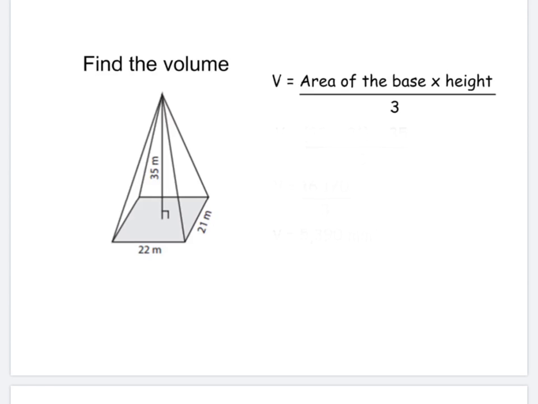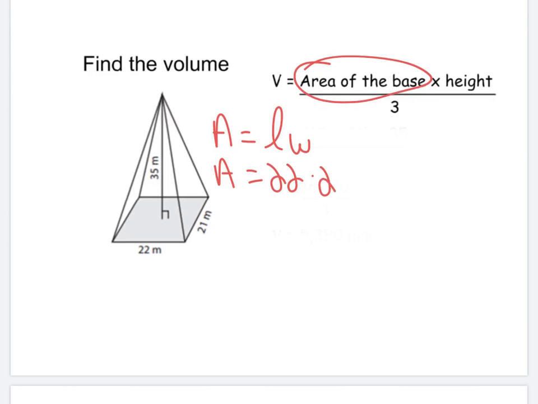This pyramid has a rectangle as its base. It's almost a square, but one side is 1 meter shorter than the other. So I have to first find the area of the base. The area of a rectangle is length times width. So the area is equal to 22 times 21. For this stuff you will have access to a calculator, so 21 times 22 is 462.